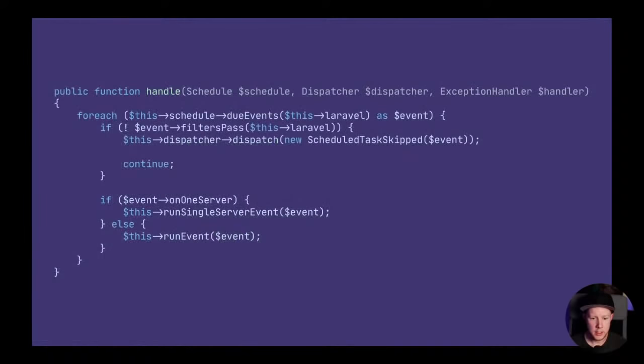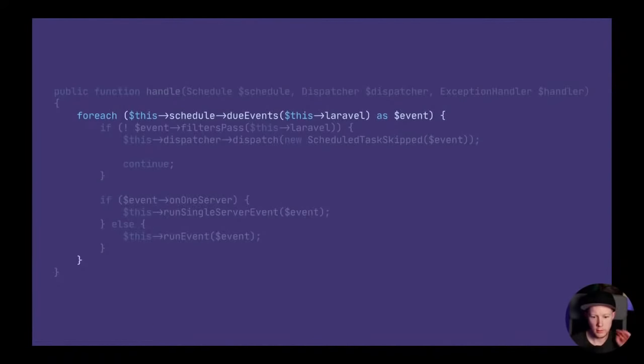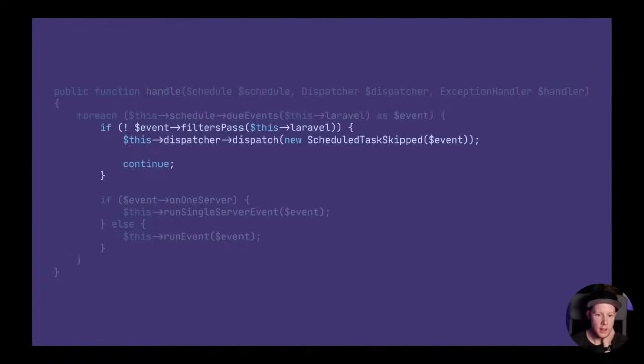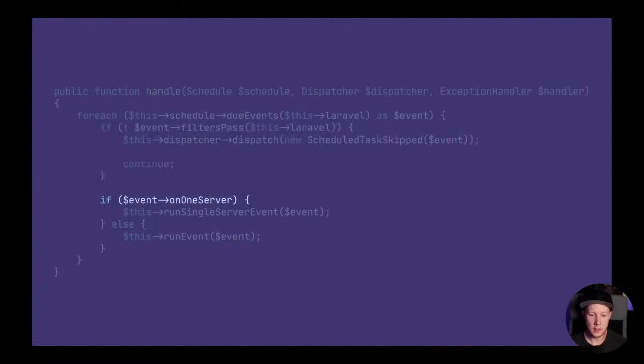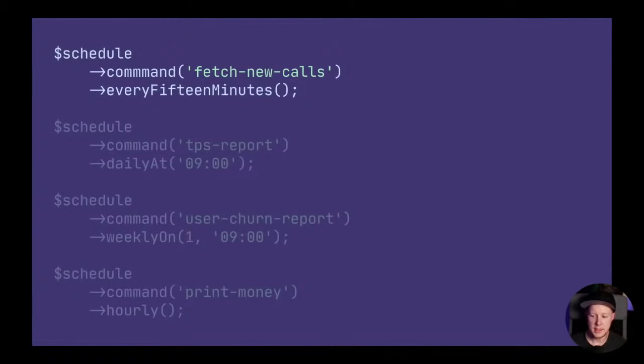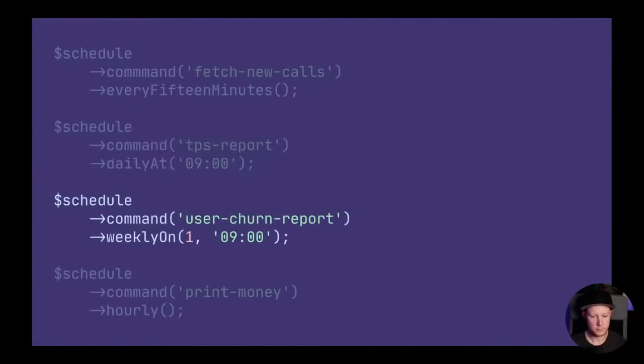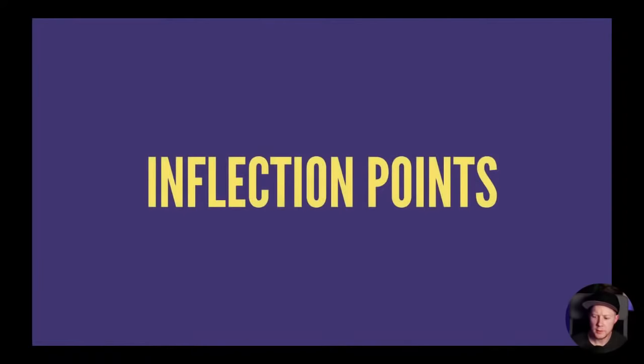And that's because Laravel will essentially loop through any tasks that are due to run, right? So if the scheduler has some due events to run and the filters pass, so we don't have any skipped tasks and we need to run them on one server, we'll dispatch either a single server event or we'll just run the event directly. And what this means is that on Monday at 9 a.m., you have 4 tasks that run one after the other. Right. So inflection points, what do we mean? What do I mean when I say inflection points?